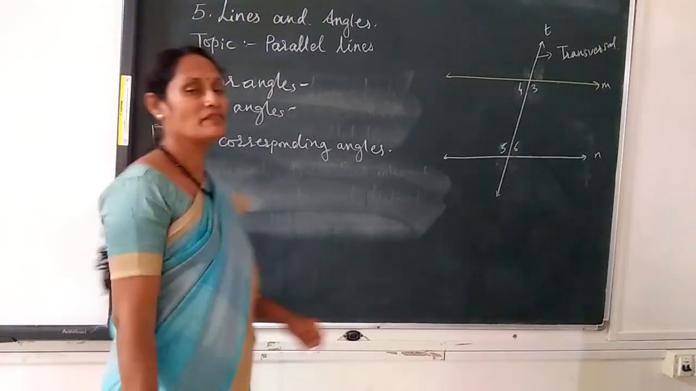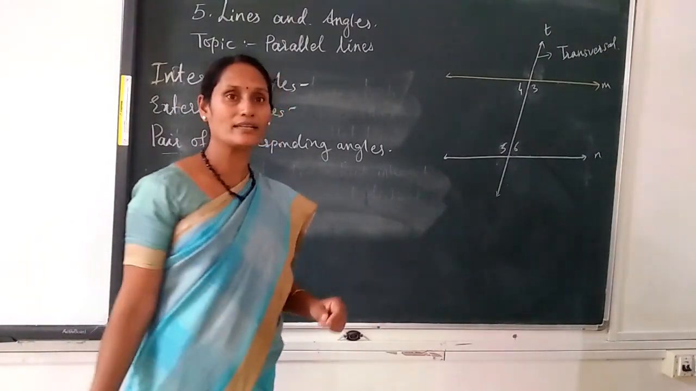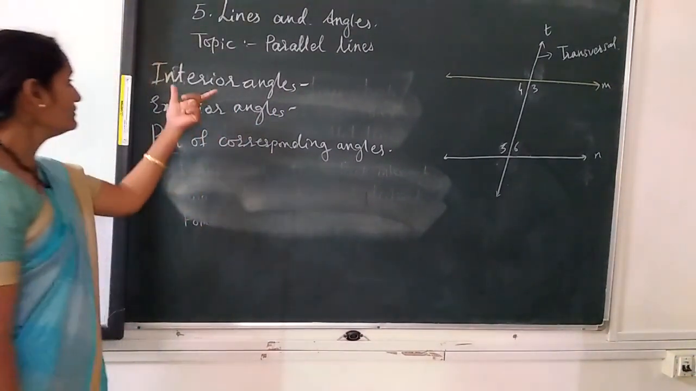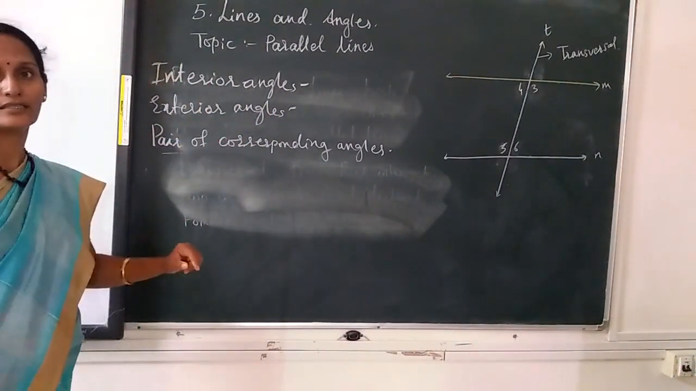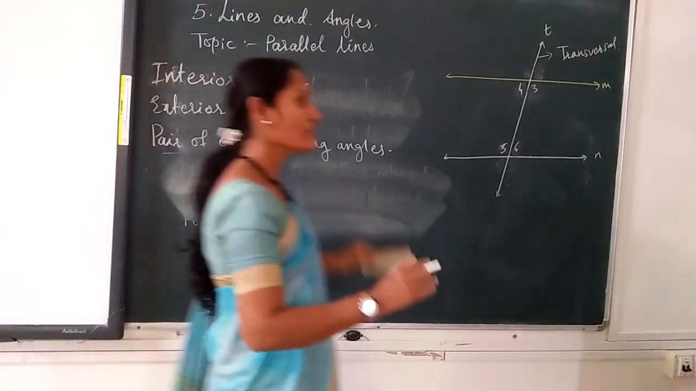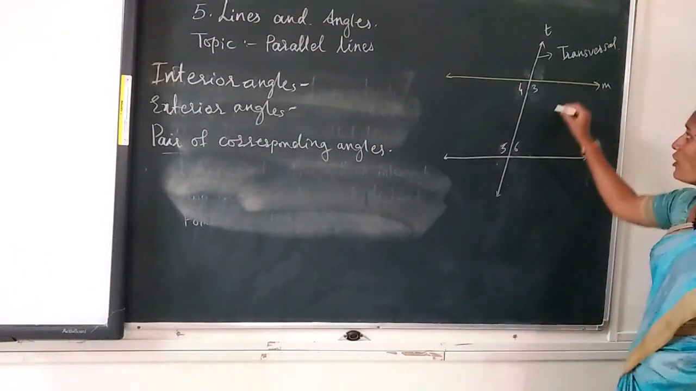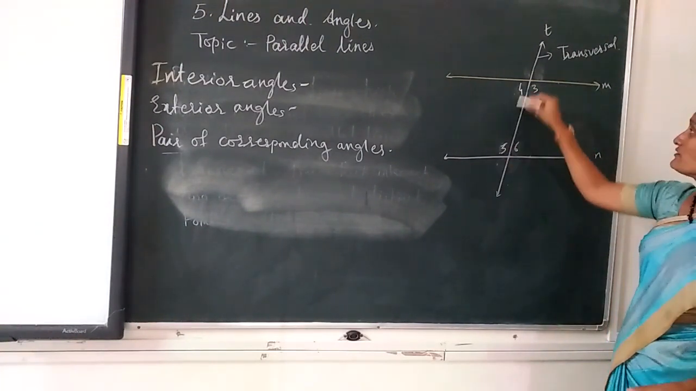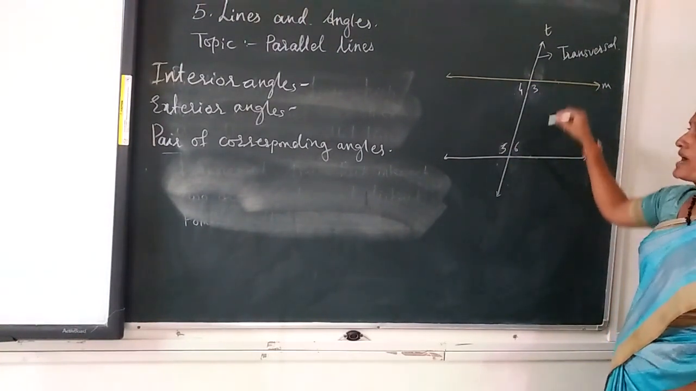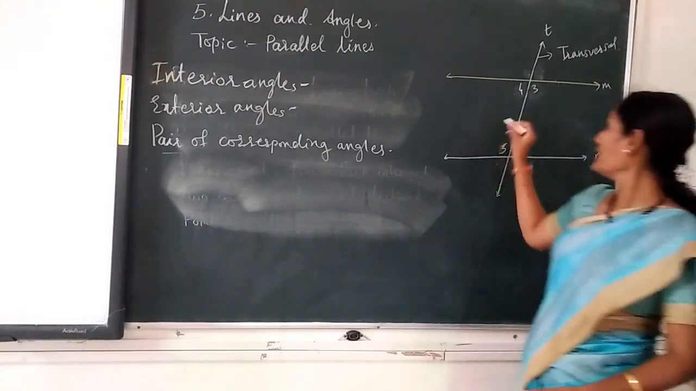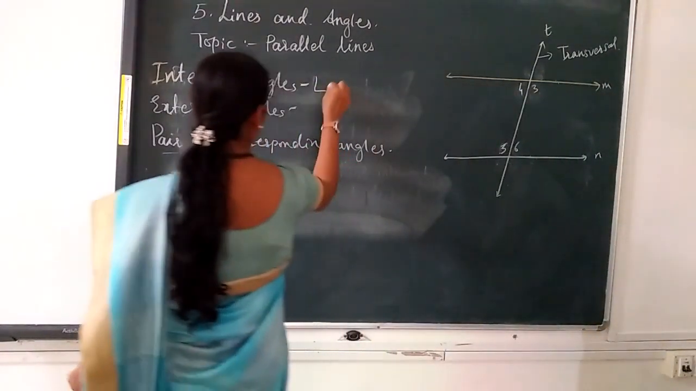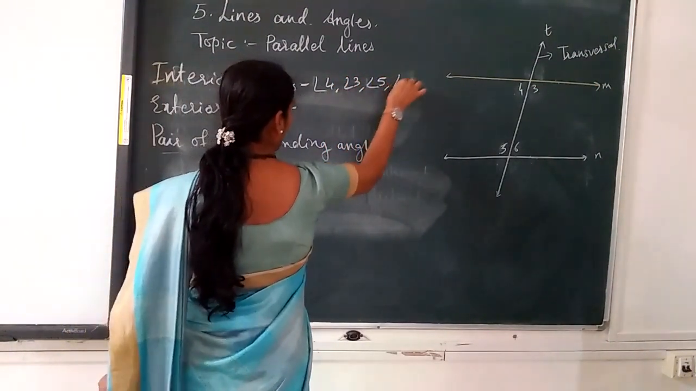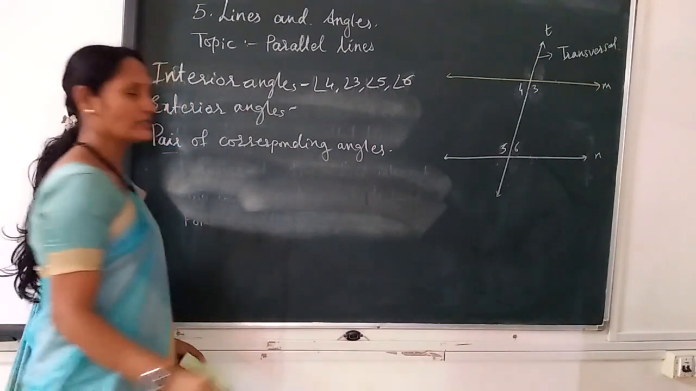Okay students, as we have learned, by parallel lines and a transversal, 8 angles are formed. So let's talk about the first type, interior angles. The angles which lie between the two parallel lines. Now if you observe angle 4, angle 3, angle 5 and angle 6, these 4 angles are in between the two parallel lines. That is why they are known as interior angles. So the interior angles are angle 4, angle 3, angle 5 and angle 6.